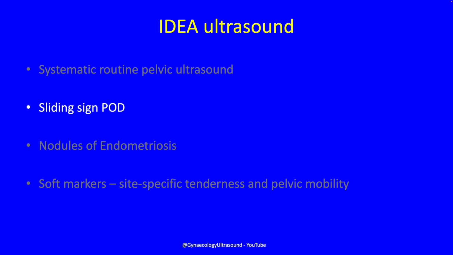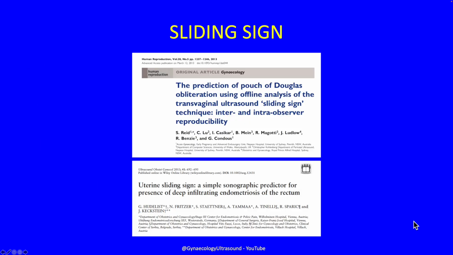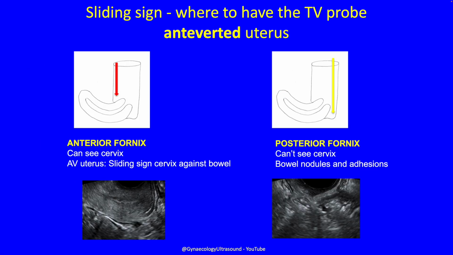So looking for endometriosis, we've done our systematic routine scan. We're now going to do the sliding sign. I like to do it at this point in the proceedings. So where do you put your probe to do the sliding sign? If you've got an anteverted uterus and you put your probe in the anterior fornix, then you can see the cervix and you can see the movement behind the cervix, cervix against bowel. So this is a good place to have your probe.